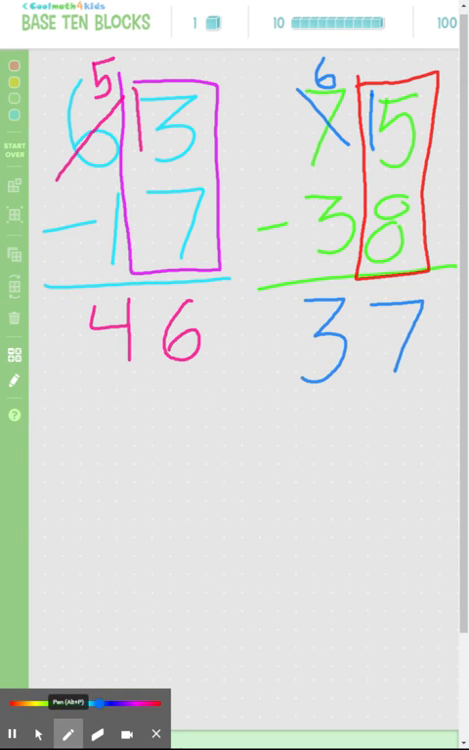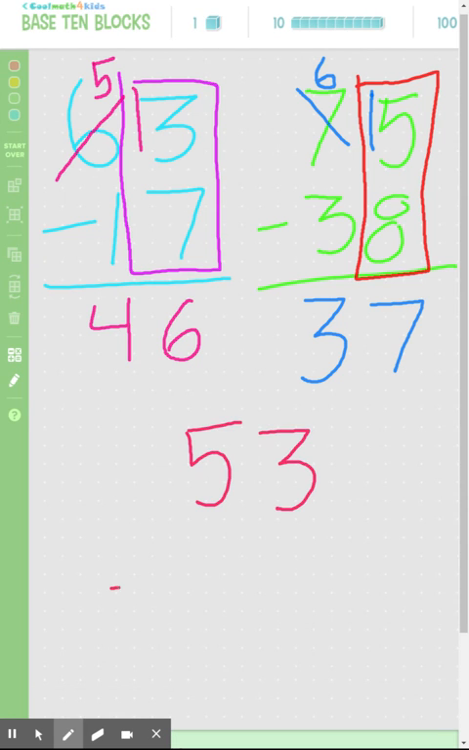Okay, last one we're going to do together. And when I finish writing the question, pause it, see if you can do it by yourself, and then check your work with me. 53 take away 24. Okay, pause me, and when you're done, then unpause me and check your work.